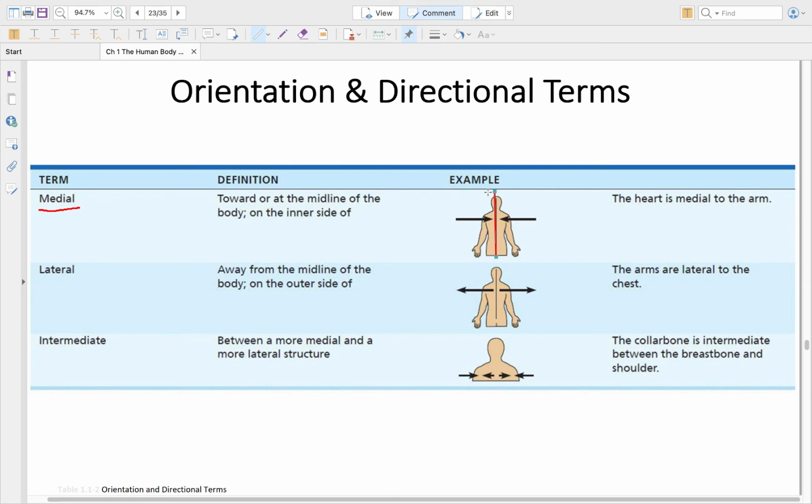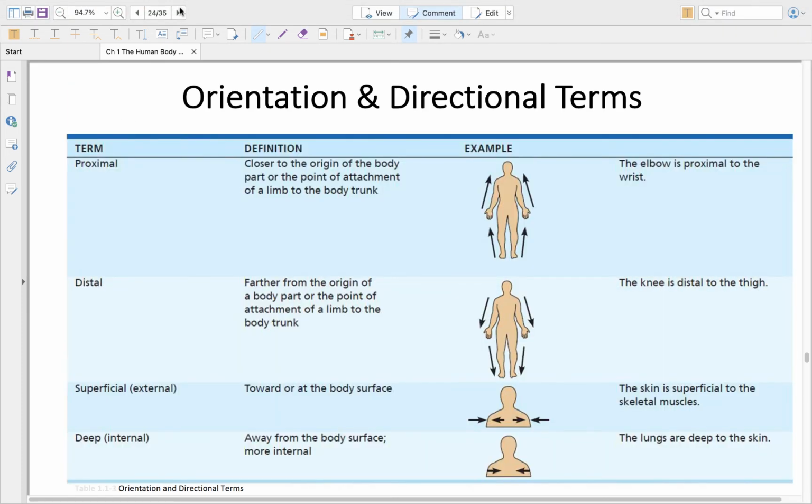When we talk about the next terms like lateral, lateral is going to be away from the midline, to the side of the midline. Lateral is away from the midline. That's why you see these two arrows going away from the midline. Intermediate is between lateral and the midline. It's in the middle of the midline and the lateral position.